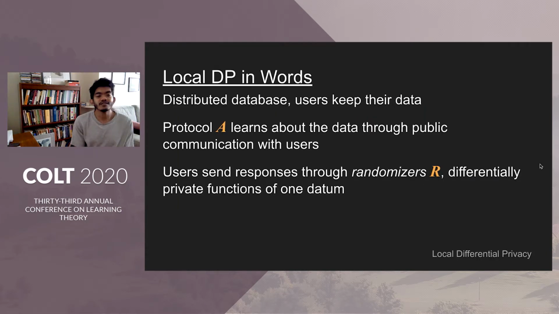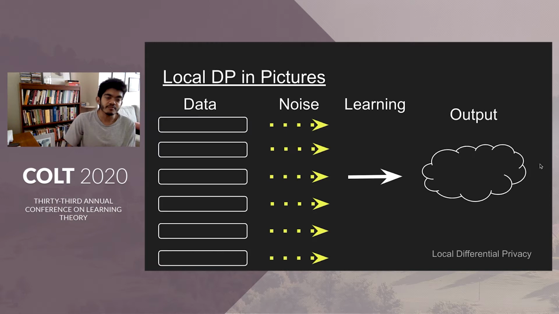In words, in local privacy, there's going to be a distributed database, and users are going to keep their own individual data points. There's going to be a protocol that learns about the data through public communication with users. And the way users are going to participate in this communication is to send responses through randomizers. And randomizers are going to be differentially private functions of a single data point. So in pictures, you've got these individual data holders on the left. Each one of them produces some noisy output using the randomizer. The noise guarantees their privacy, and the learner looks at these noisy outputs to come to some conclusion and learn something.